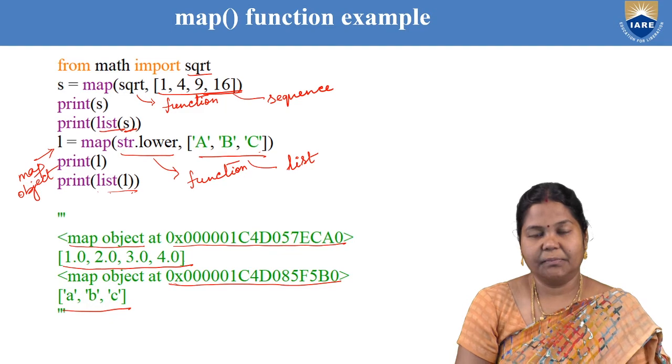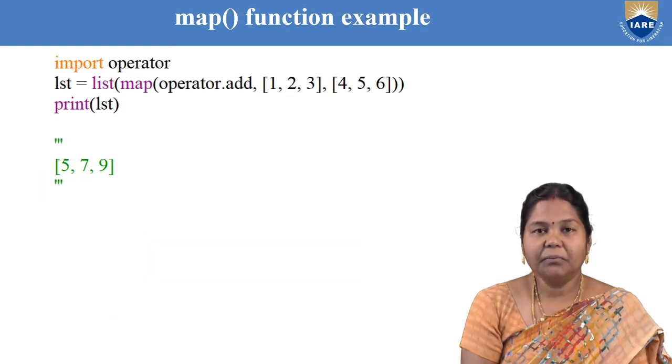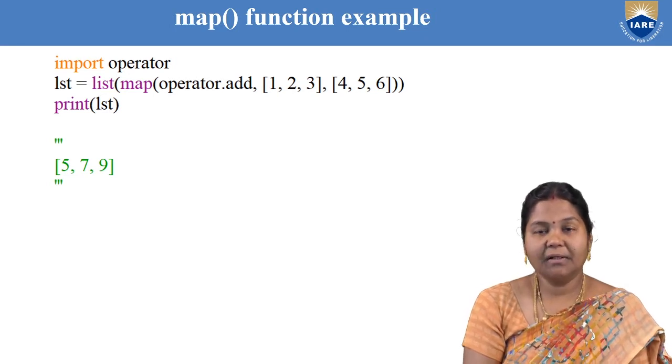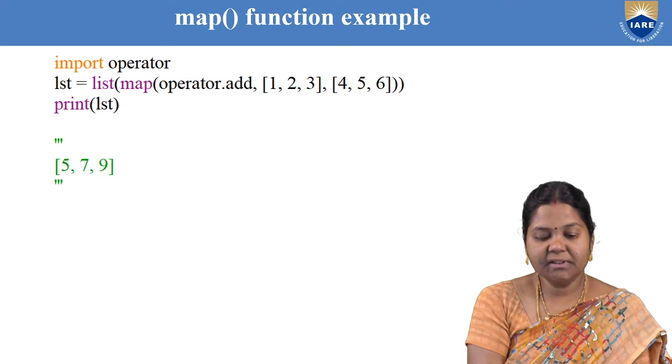Let us see another example. Now, suppose I want to pass multiple iterables, or multiple sequences, to a particular map function. So, you can see over here.